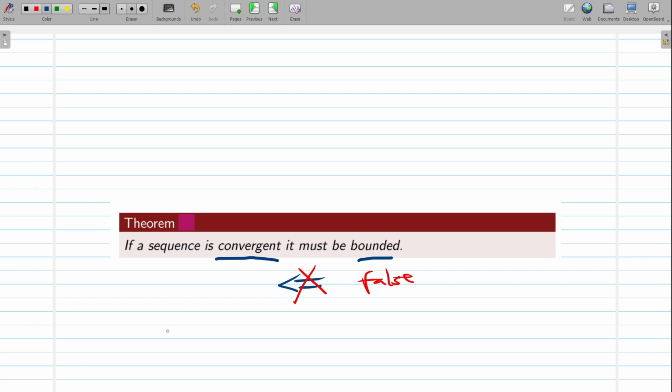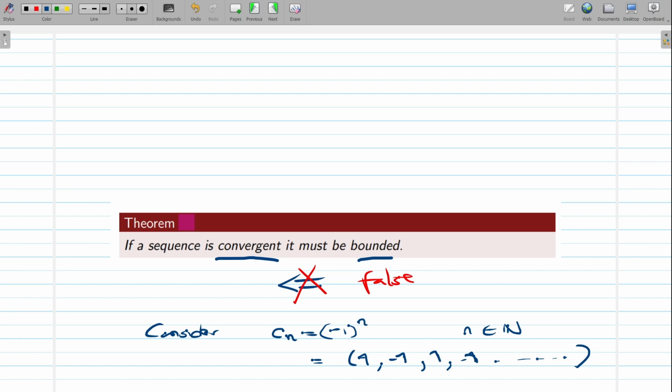Let's consider the sequence c_n, which is equal to (-1)^n. Now what are the terms of this sequence? Well, here n is going to come from the set of natural numbers. So if you plug in 0, you get 1. So the first item is 1, the next number is -1, and then the next item is 1, and then we have -1, and the numbers keep on alternating.